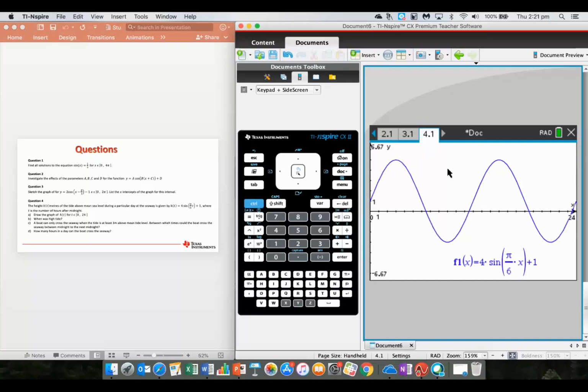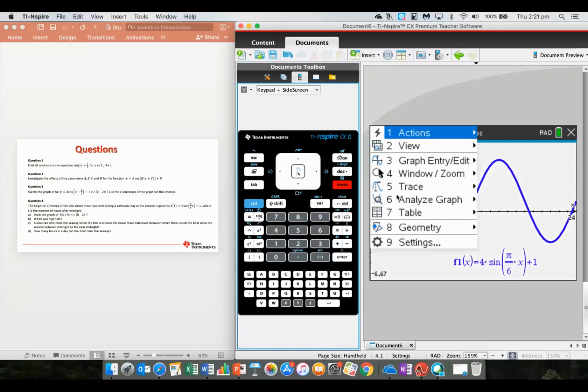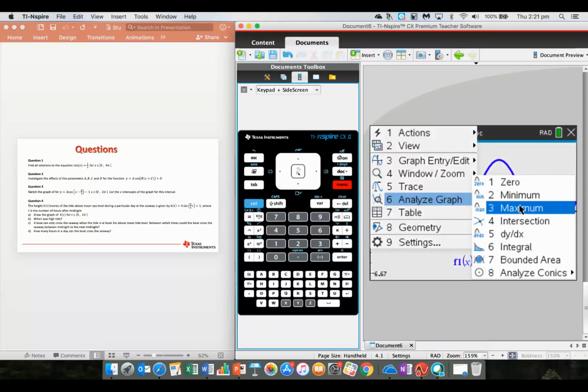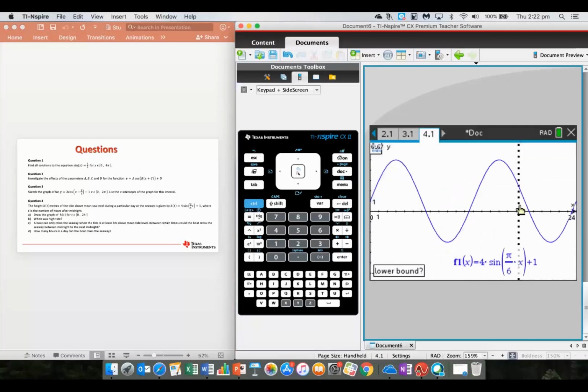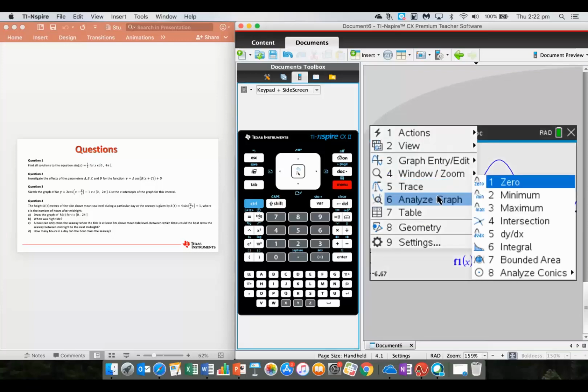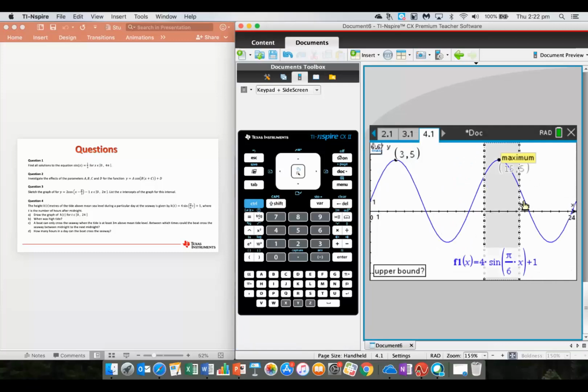I'm going to do that using my Analyze Graph tools. So menu, Analyze Graph. I'm finding the maximum value because I want to know when the high tide was. So my first high tide occurred after 3 hours. Menu, Analyze Graph, Maximum. And my second high tide occurred after 15 hours. So if the time is measured from midnight, after 15 hours, that would be 3 in the afternoon. So high tide was at 3 a.m. and 3 p.m.